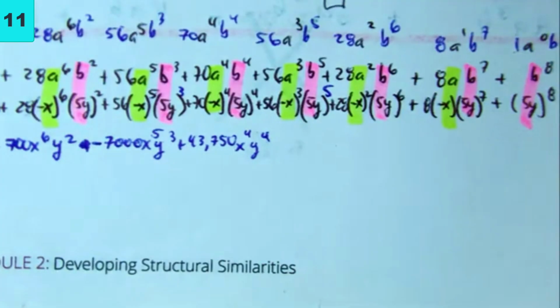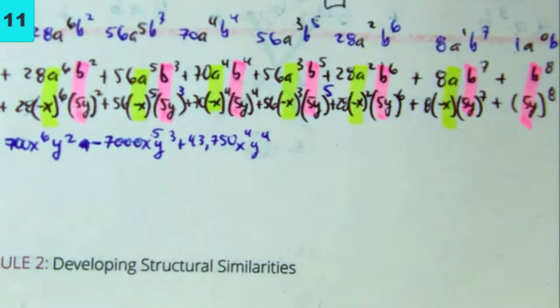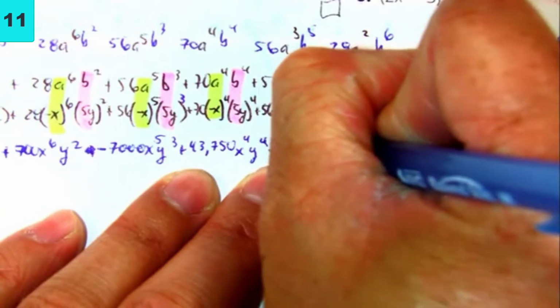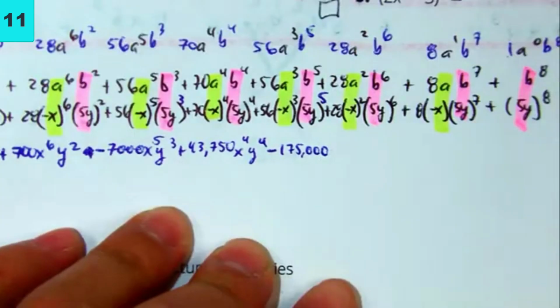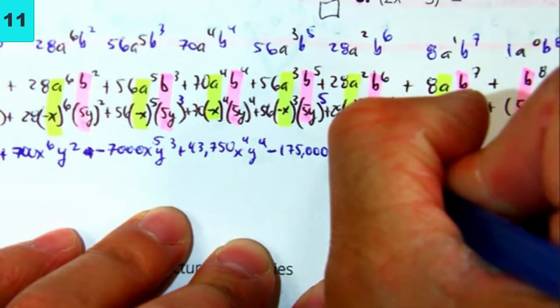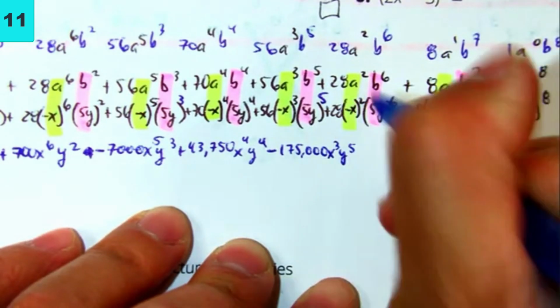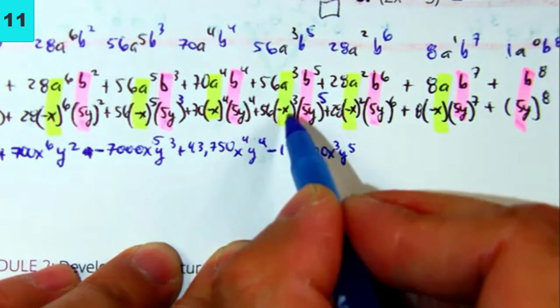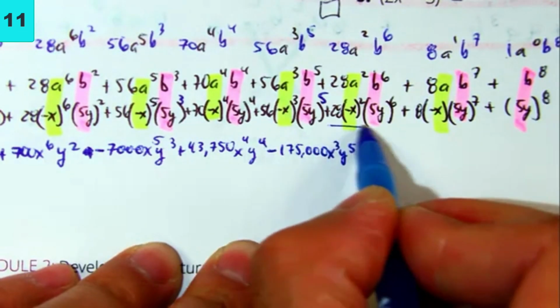Marco? Negative 175,000. Yep. Keep going. Oh, x to the 3rd and y5. Good. So we just did that one right there. Okay, this one right here. UN?